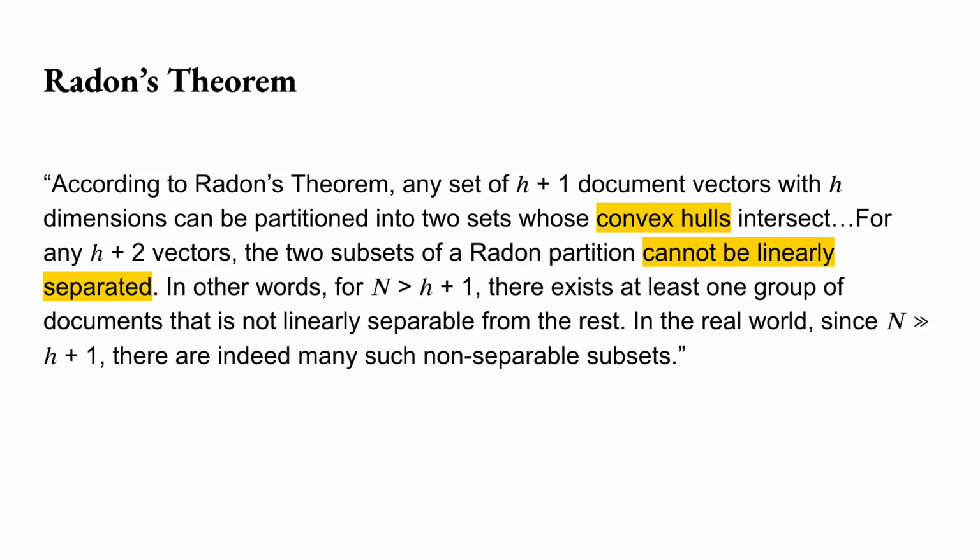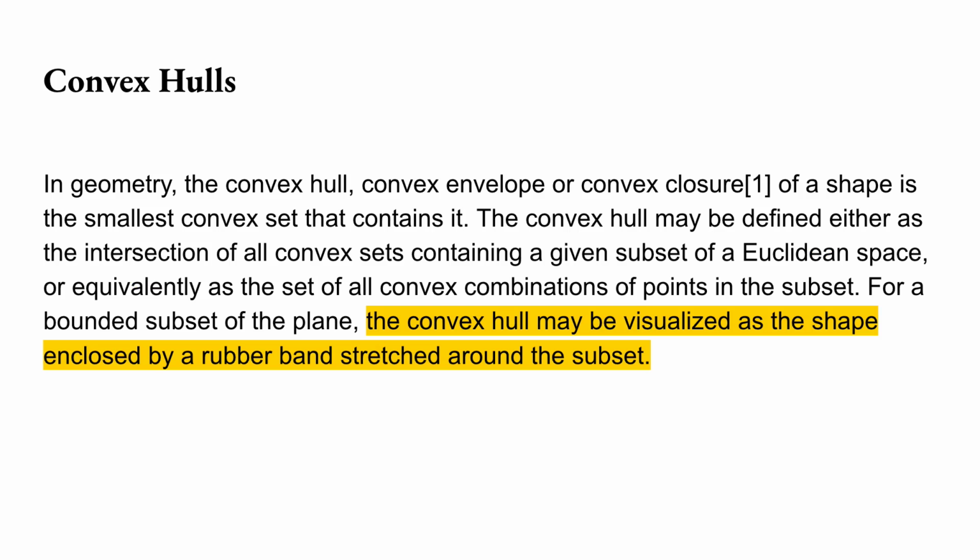So for example, n could be 13 million documents, and h could be 768 as the dimension that you're embedding your documents and queries into. So obviously 13 million is much greater than 768 plus 1. So a couple things. I'm going to look at what convex hulls means, and then we'll look at an example illustrating this concept. So in geometry, the convex hull may be visualized as the shape enclosed by a rubber band stretched around the subset. And this was from Wikipedia.